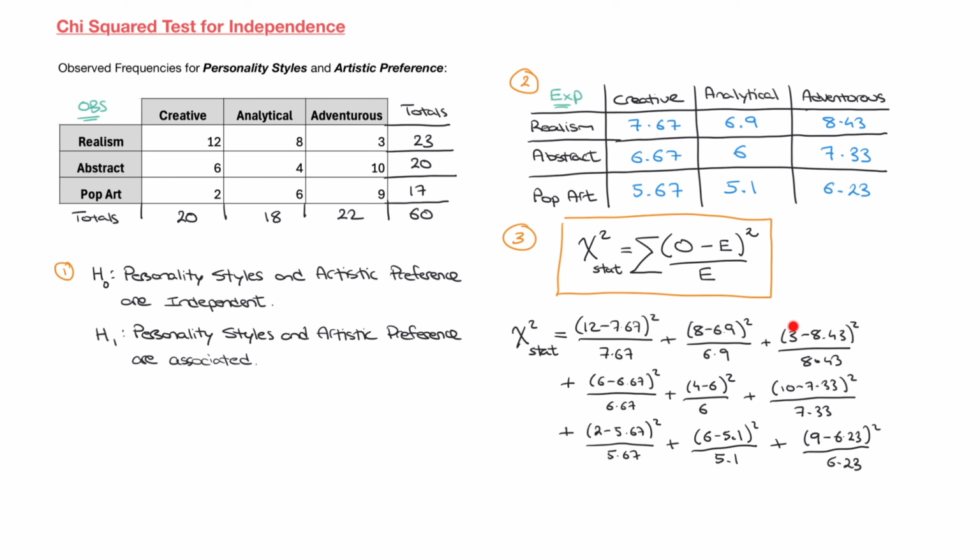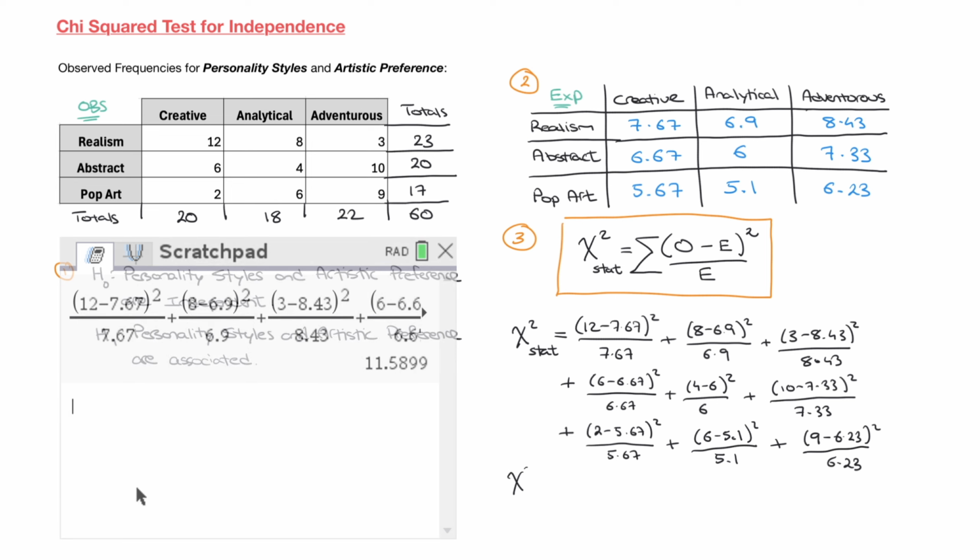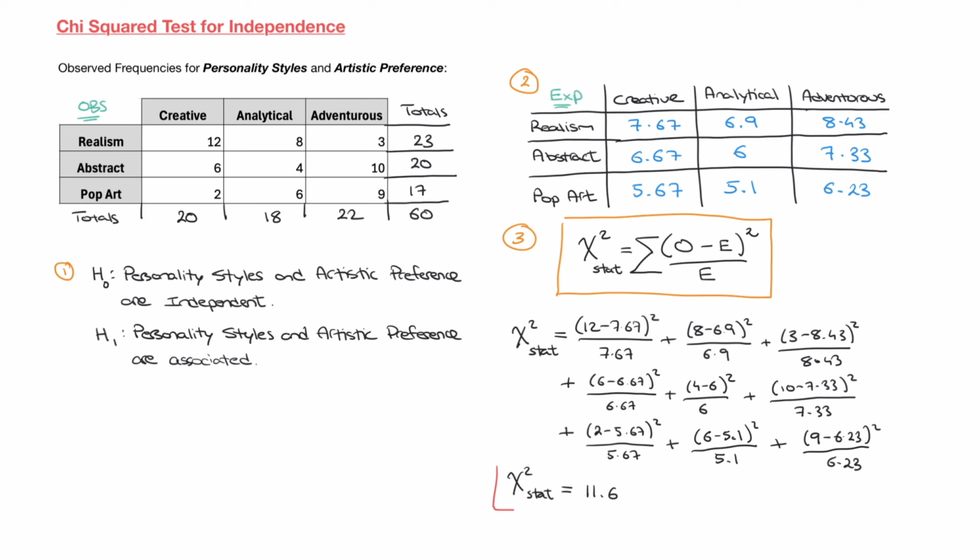And after typing all of this on my calculator, which I won't do in front of you here to save a bit of time, I find that the chi-squared statistic is equal to 11.6, where I've rounded to 3 significant figures. And I'll go ahead and box that result.